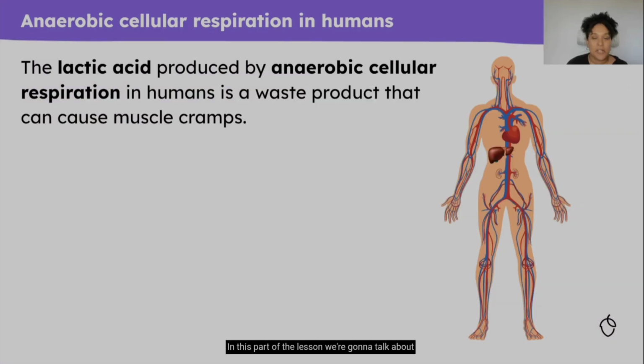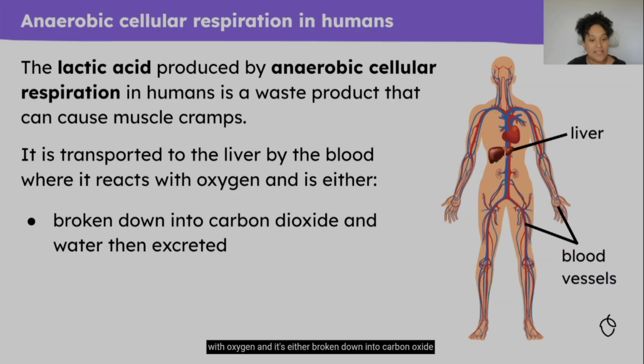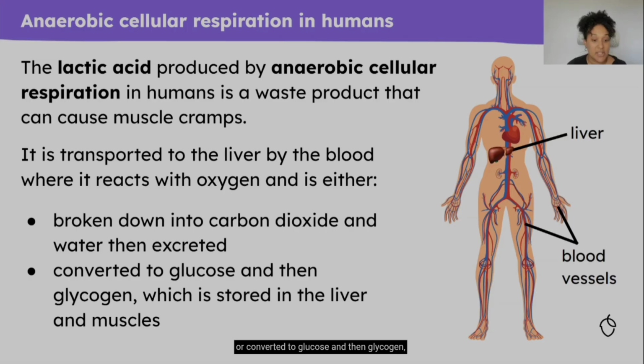In this part of the lesson, we're going to talk about that product, lactic acid, in more detail. The lactic acid produced by anaerobic cellular respiration in humans is a waste product that can cause muscle cramps. So our body has a lot of mechanisms that get rid of this lactic acid. It is transported to the liver by the blood where it reacts with oxygen, and it's either broken down into carbon dioxide and water, which are then excreted, or converted to glucose and then glycogen, which is stored in the liver and the muscles. And that glycogen can then at a later date be broken down back into glucose, ready to be used in either aerobic or anaerobic cellular respiration.